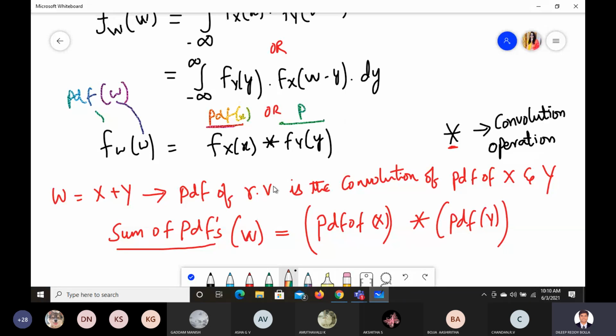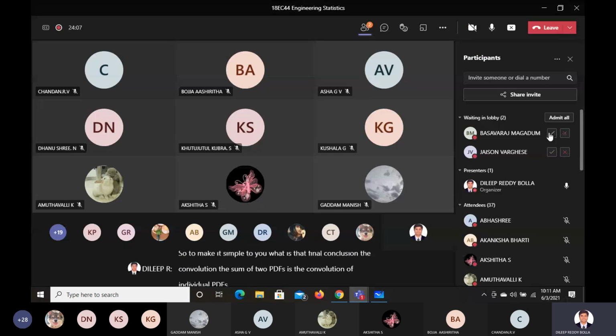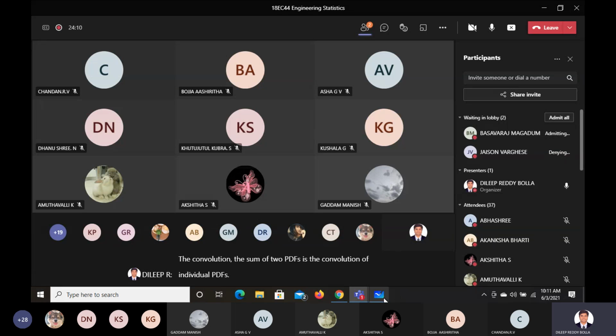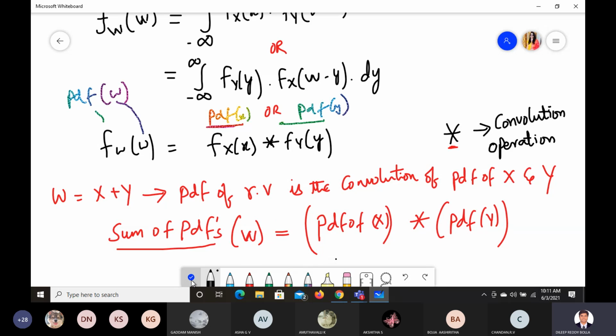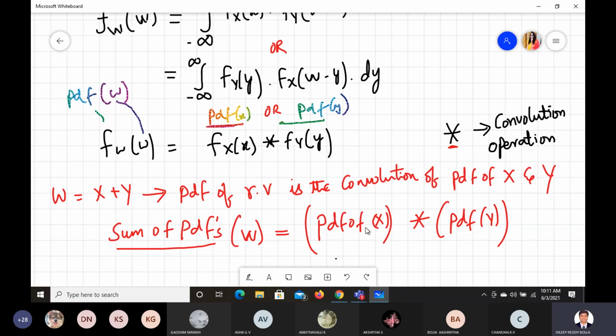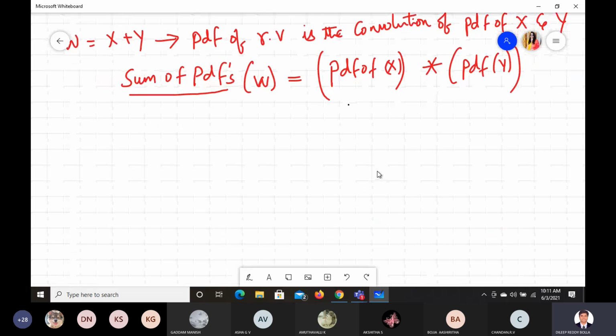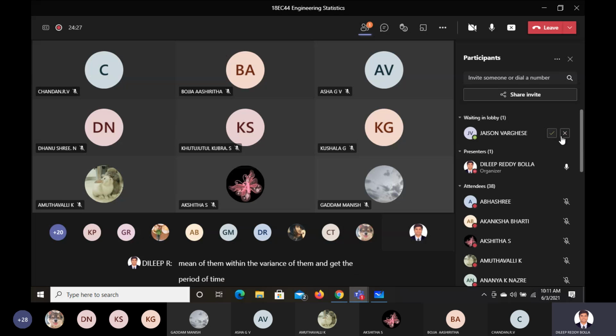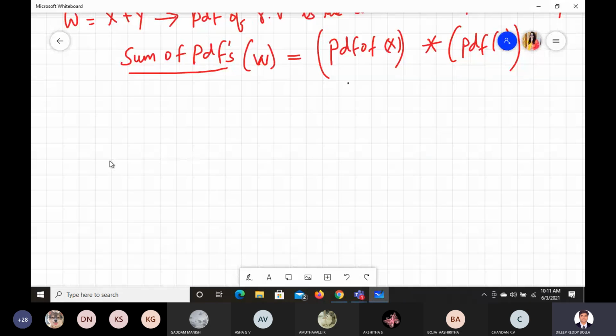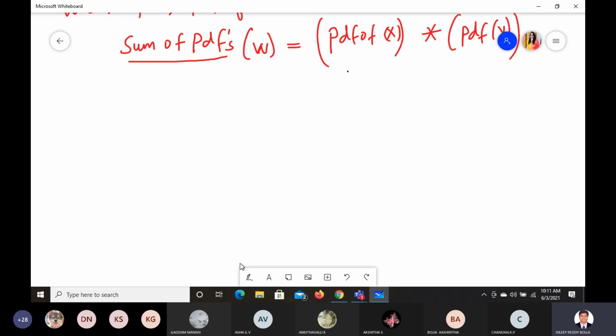So to make it simple, what is the final conclusion? The PDF of the sum of two random variables is the convolution of the individual PDFs. Okay, is that clear? So that's about the sum of two. Till now we did the mean, the variance, and the PDF of them, correct? Now we are going to do the characteristic function.